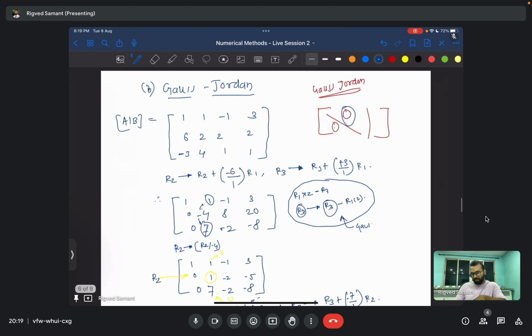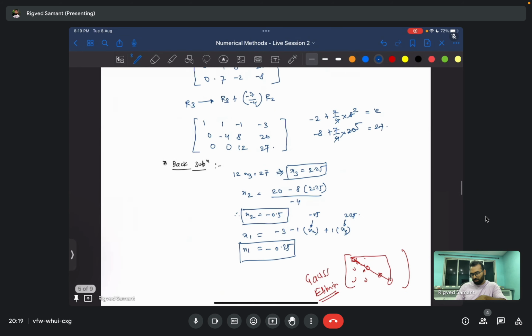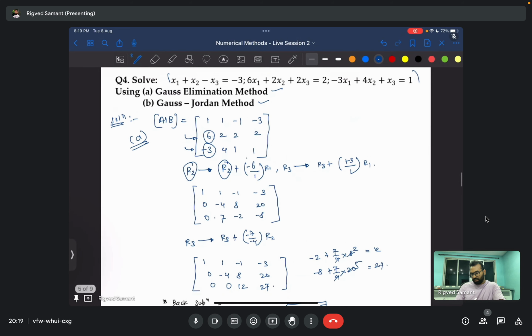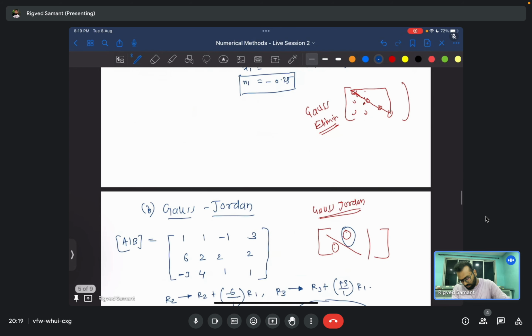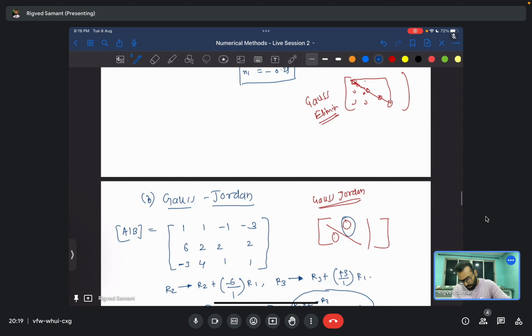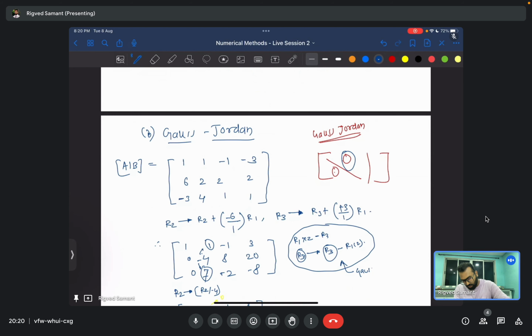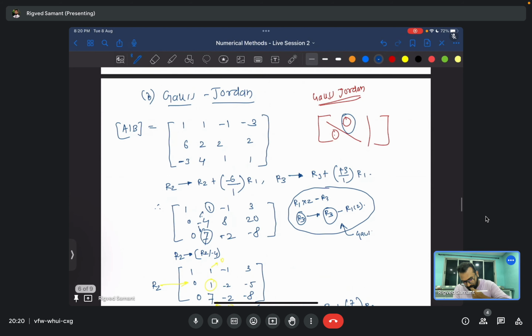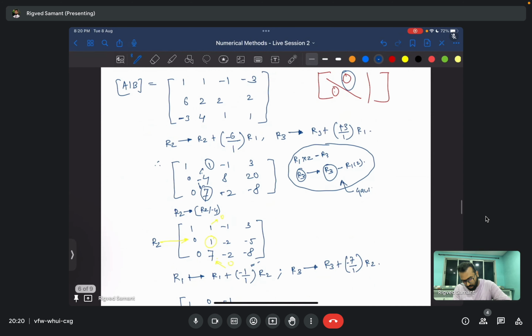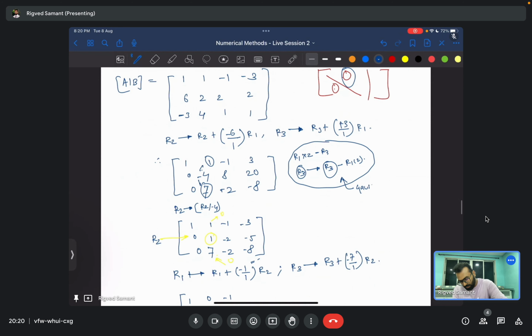There was a mistake somewhere. We are subtracting R1 minus R2 or R2 minus R1. R3, this thing we didn't take correctly, right? This is 1 1 minus 1 3, 6 2 2 2. Correct? Minus 3 4 1 1. Okay, then we got this form. Then we divided by minus 4. Here it should be minus 3.